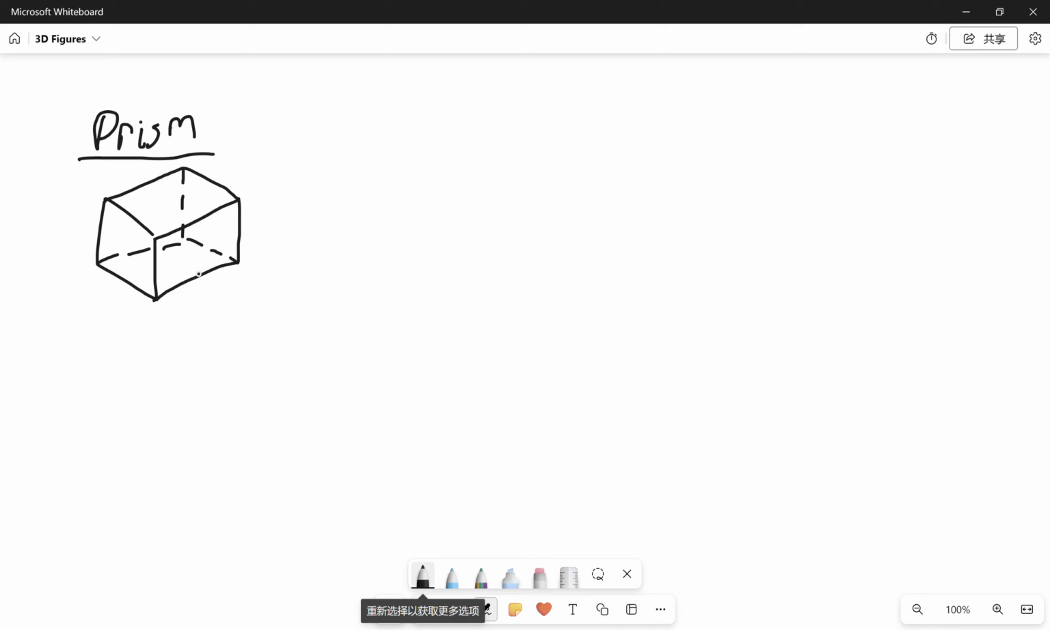Now, how many faces are here? Well, if we count them, let me label this. 1 at the bottom, 2 at the front, 3 at the side, 4 there, 5 at the back, and then 6 at the top. So there are 6 faces.